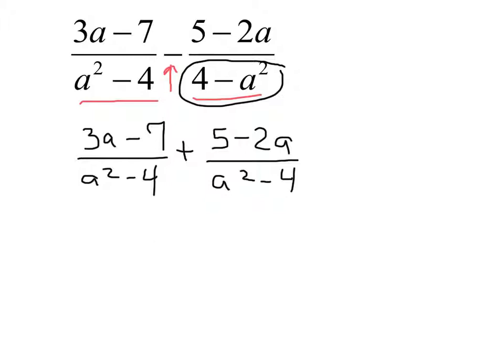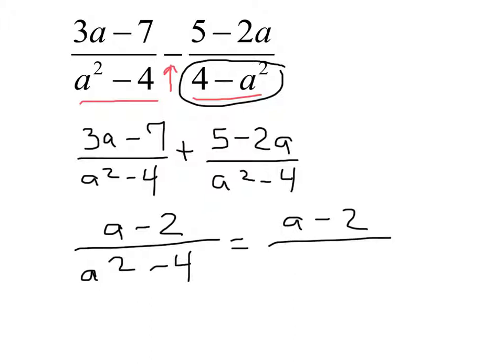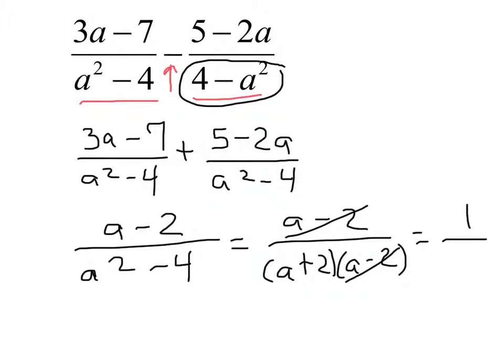So since the denominators are the same now, we can combine the numerators. We have 3a minus 2a gives us a, minus 7 plus 5 gives us minus 2, over a squared minus 4. Are we through? Is there anything else we can do? Can we factor that denominator? And then what cancels? And that leaves us with 1 over a plus 2. And that's all we can do.